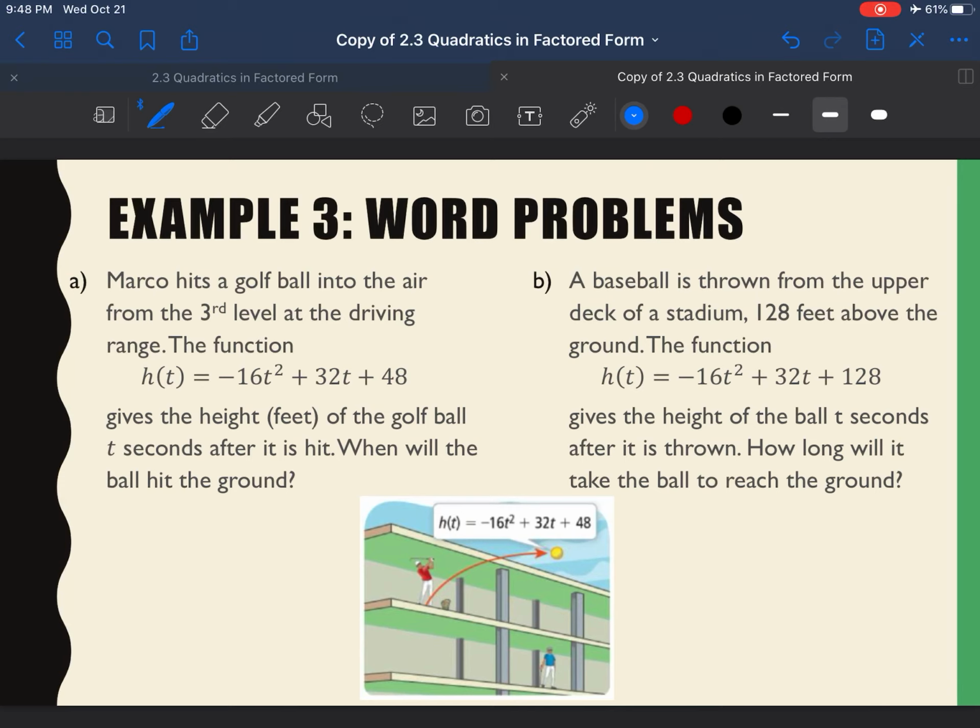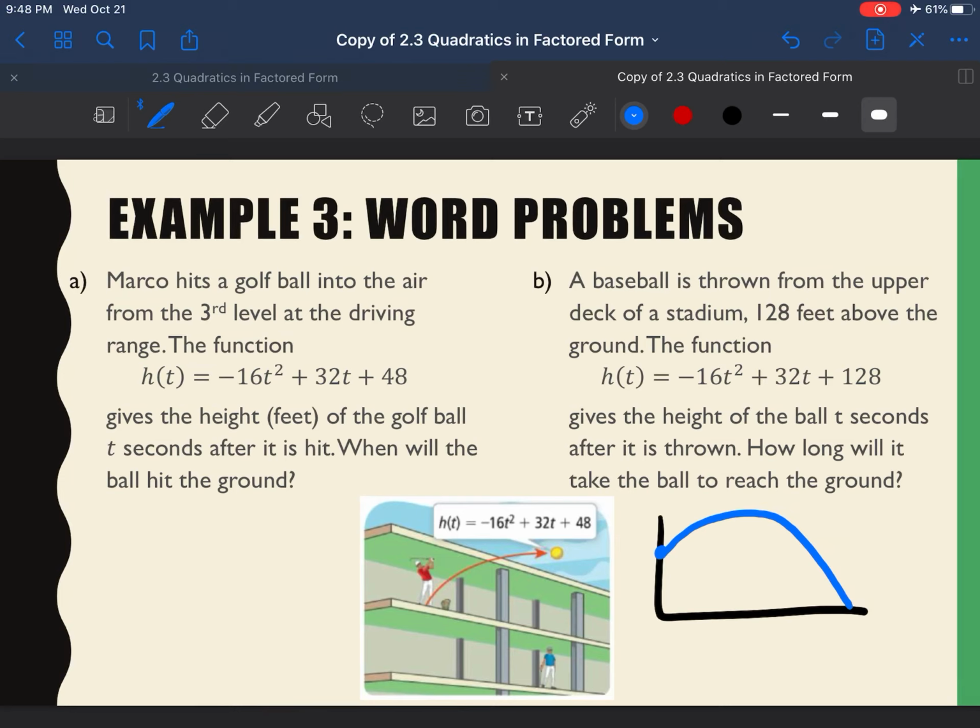So if we're talking about that in terms of what the graph might look like, if I just did a quick sketch of a graph of the height, well, the height would start somewhere like here because he's on the 3rd level when he hits the golf ball. And then when he hits it, it kind of arches upwards, so it gets to a higher level, and then the ball comes back down and hits the ground.